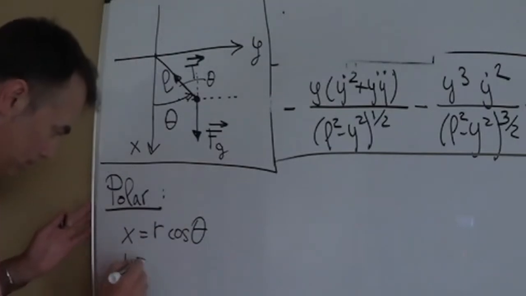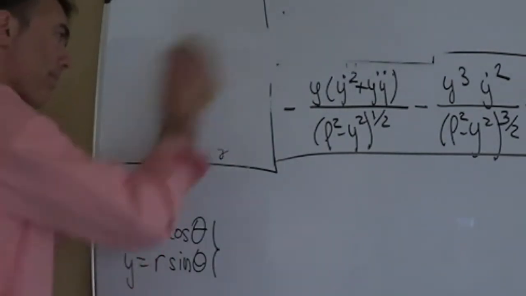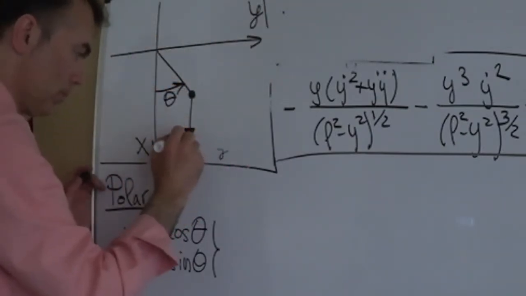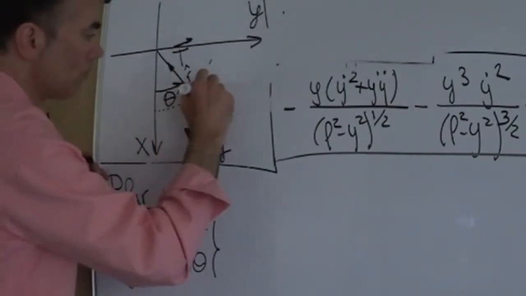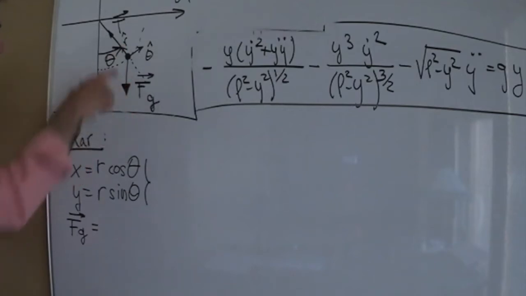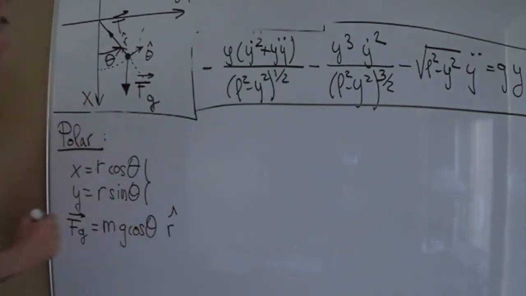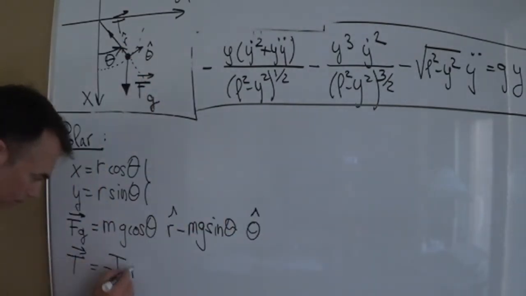In polar coordinates x and y are written as r cosine and r sine of the angle theta. In order to write Newton's law, we need to think of the forces we have here. These forces are the tension and the weight, but we need to write them in polar coordinates. Tension is always radial, that one's easy. Force of gravity has a radial component and a tangential component. The radial component is mg cosine of theta, while the tangential component is minus mg sine of theta.